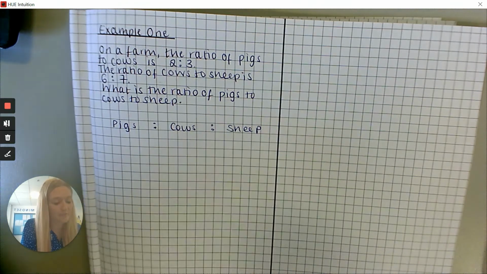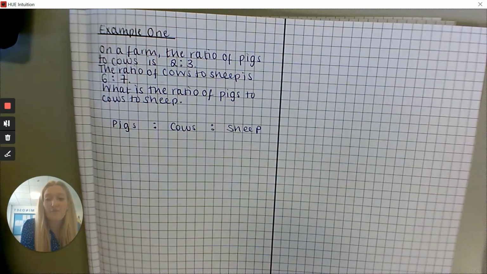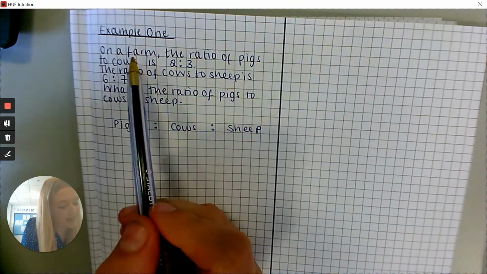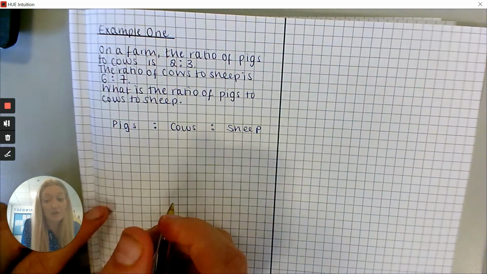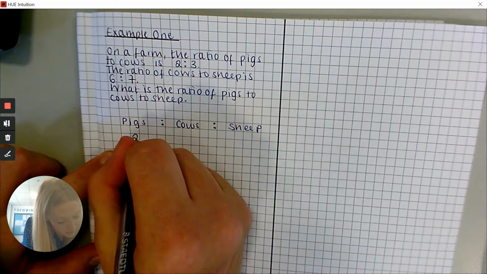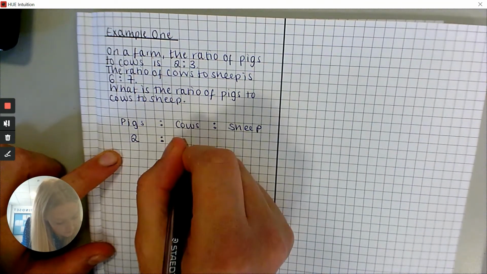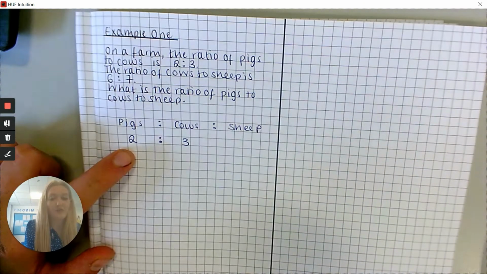Okay. I then fill in the information I know. So the first line tells me that the ratio of pigs to cows is 2 to 3. So I fill in 2 to 3. For every 2 pigs, I have 3 cows.